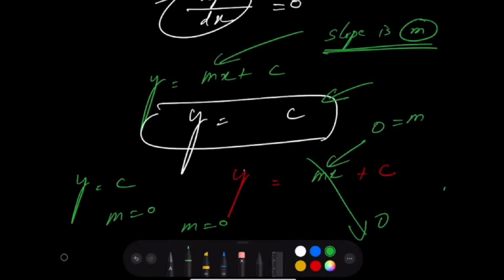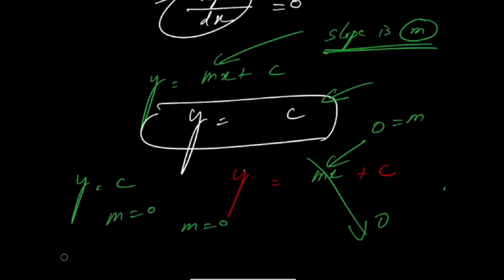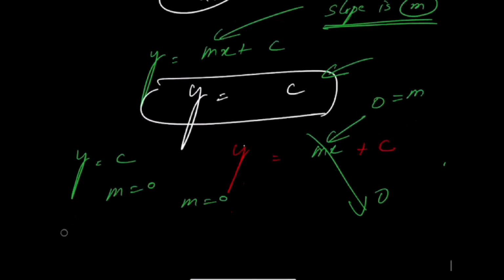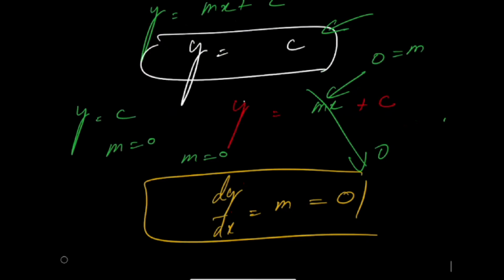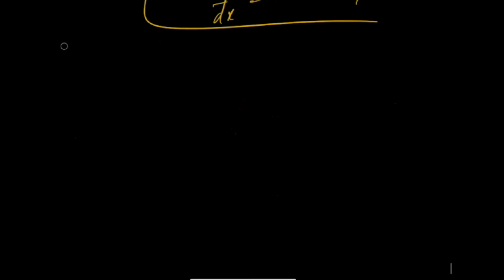And what is dy by dx equal to? It is equal to m, which is 0. So either way you can see that slope is 0. Clear? Either way you can see that slope is 0. Clear? Now, next question, next topic.